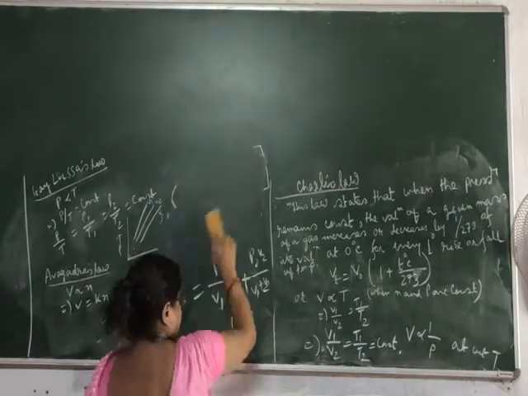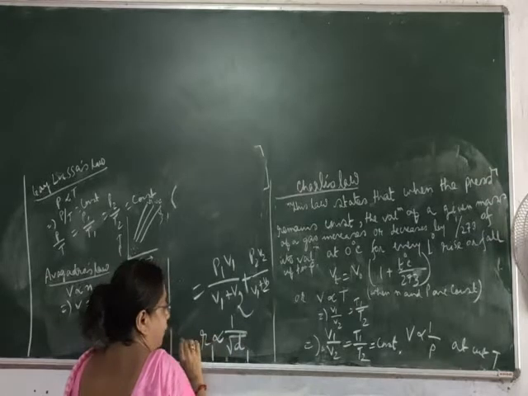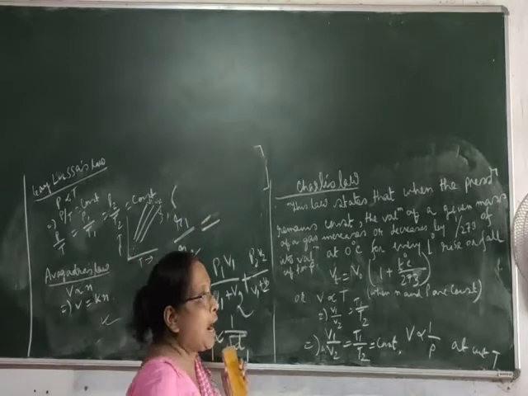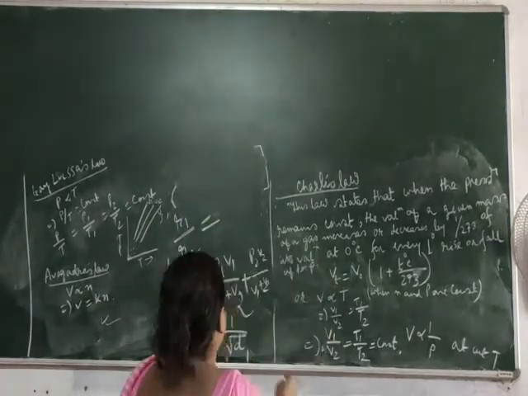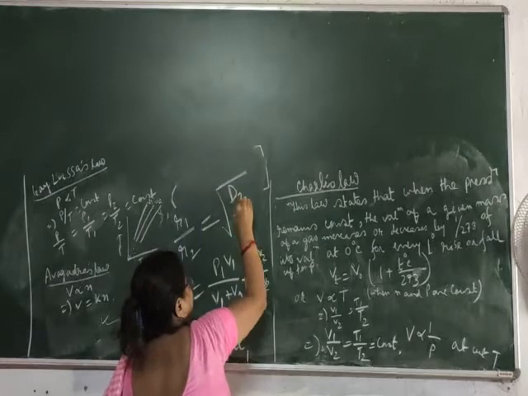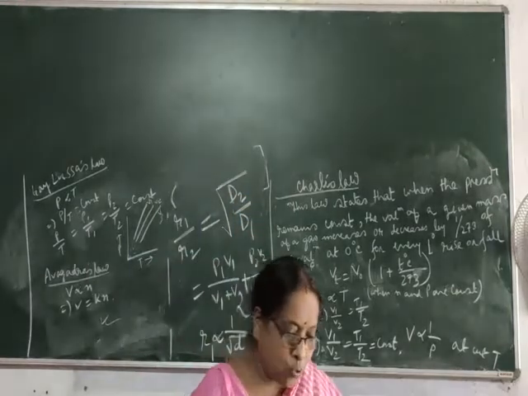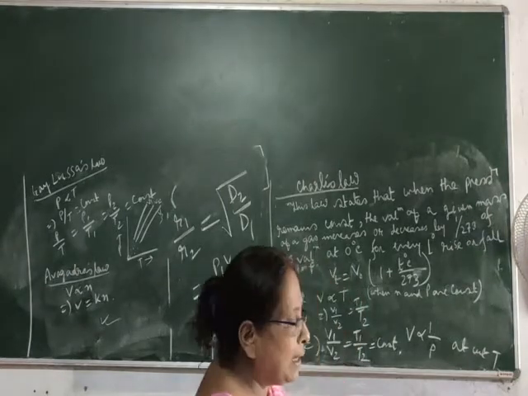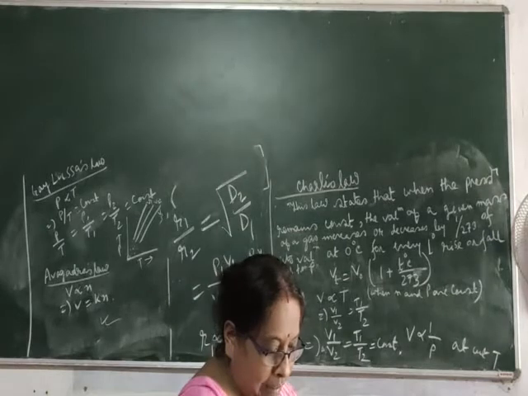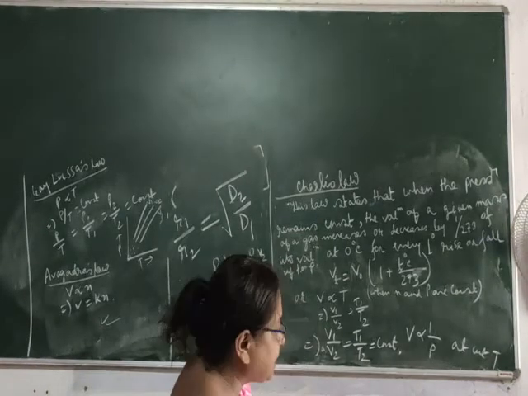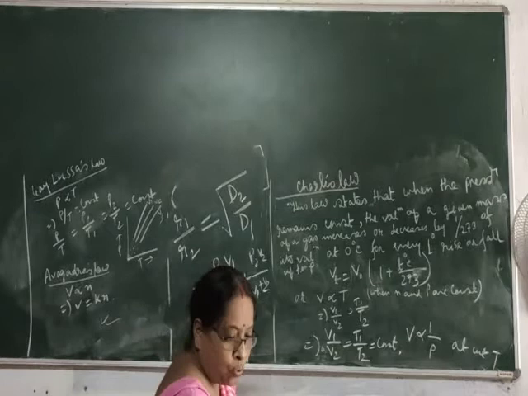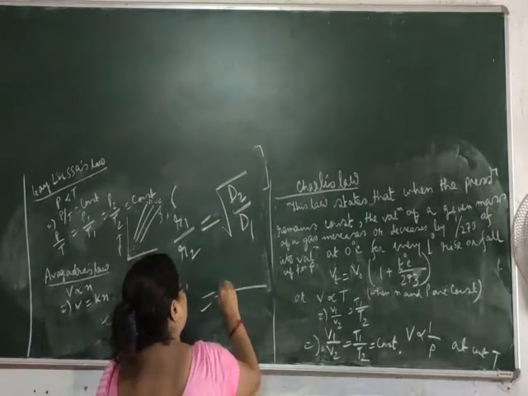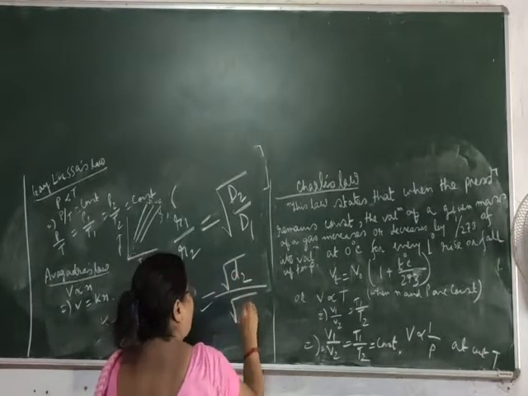Similarly, we can write R1 is proportional to 1 over root D1, R2 is proportional to 1 over root D2. So from this, we can write R1 by R2 is equal to root over D2 by D1, where D2 and D1 are the densities of the two gases. Now, replacing densities, we can also write R1 by R2 is equal to root over d2 by root over d1.